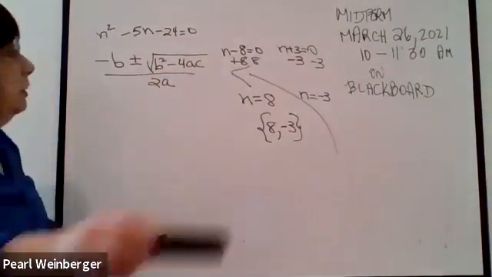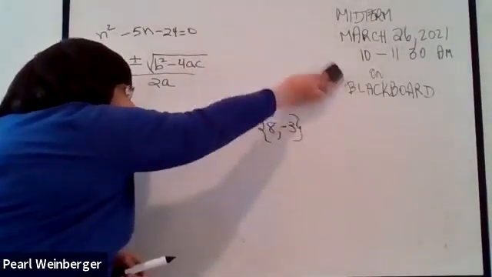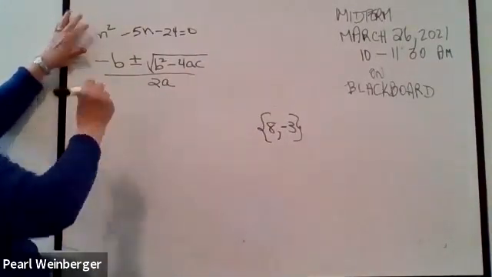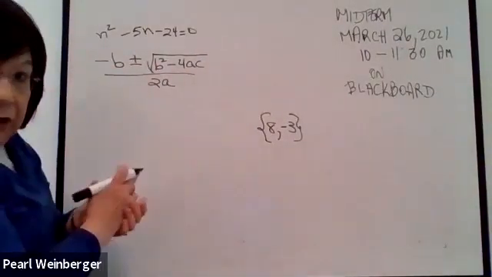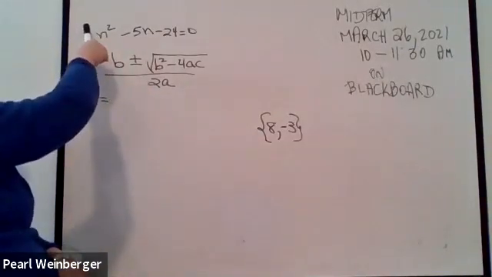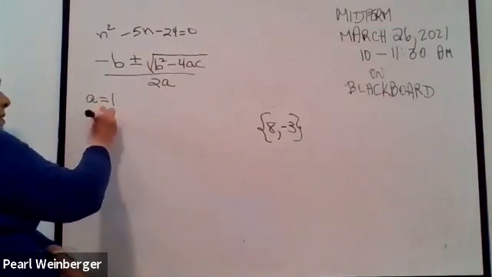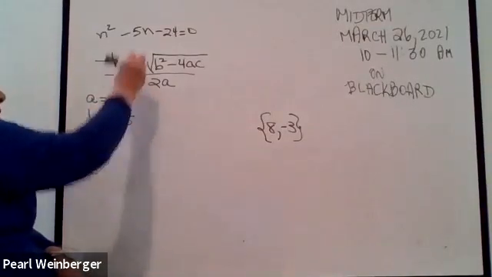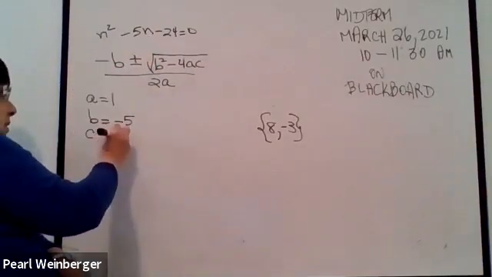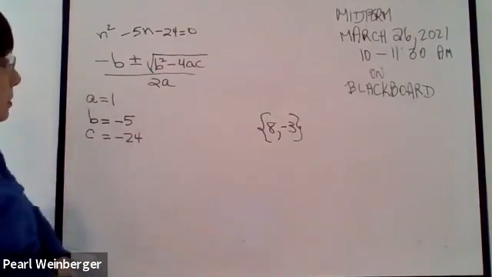Okay, I'm going to erase this. I'm just going to leave the answer on the board to show you that it doesn't matter. The method will give you the same exact answer. For this particular example, you have to get it equal to 0 before you can say what the A, the B, and the C is. The A in this case is the 1 because there's nothing in front of the n squared. The B is negative 5, because that's what's attached to the n. And the C is the negative 24. Don't forget to include the negative signs.